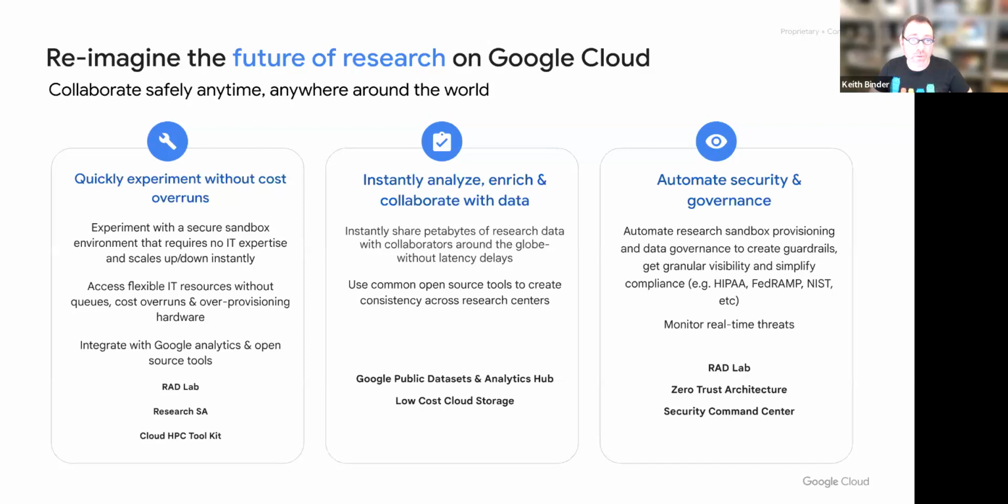As I mentioned earlier, we make it very easy to collaborate with users and share that data. We have technologies such as our public datasets program and analytics hub, which gives you insight into the various data sets. And then lastly, technologies, as I mentioned, such as RadLab will give you that pre-configured blueprint, not only with the entire stack that you required in the cloud, but also with some built-in security. And then you can orchestrate the security across all your projects with technologies such as Security Command Center.